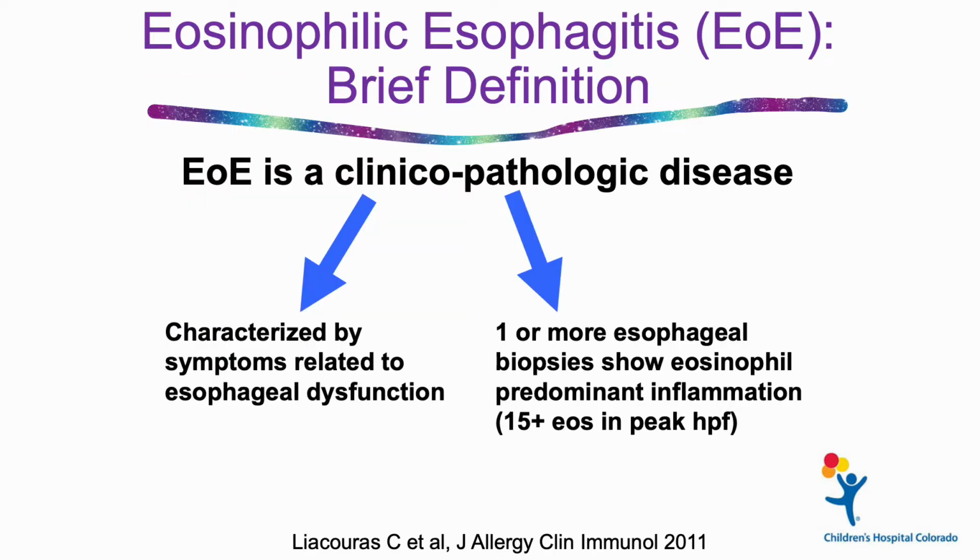So, what's a brief definition of eosinophilic esophagitis? Well, it's a clinical pathologic disease, which means there are symptoms related to esophageal dysfunction like difficulty swallowing. In addition, it's a pathologic disease, so that means that one or more esophageal biopsies show eosinophil predominant inflammation, meaning there's more than 15 eosinophils per high power field.